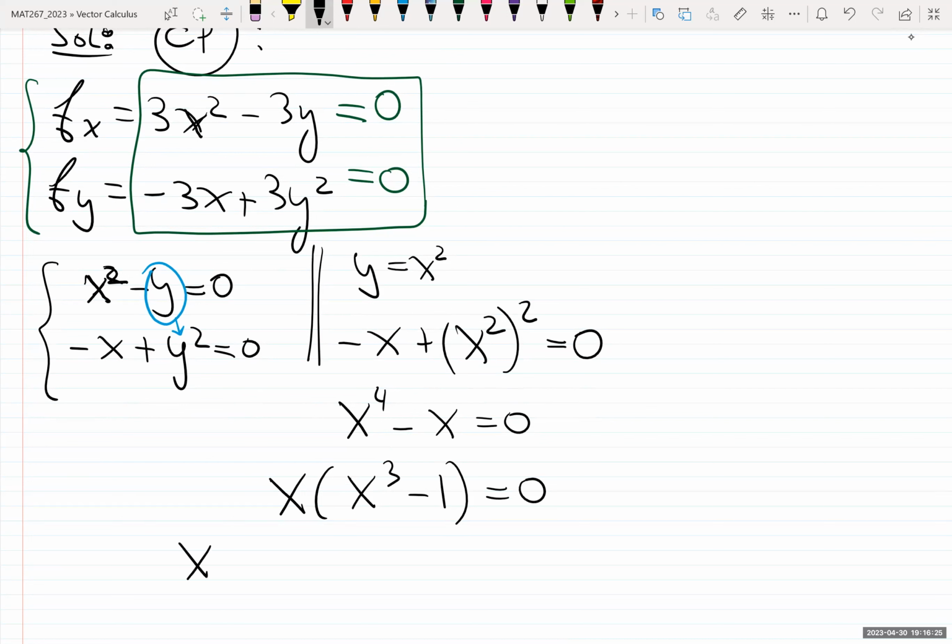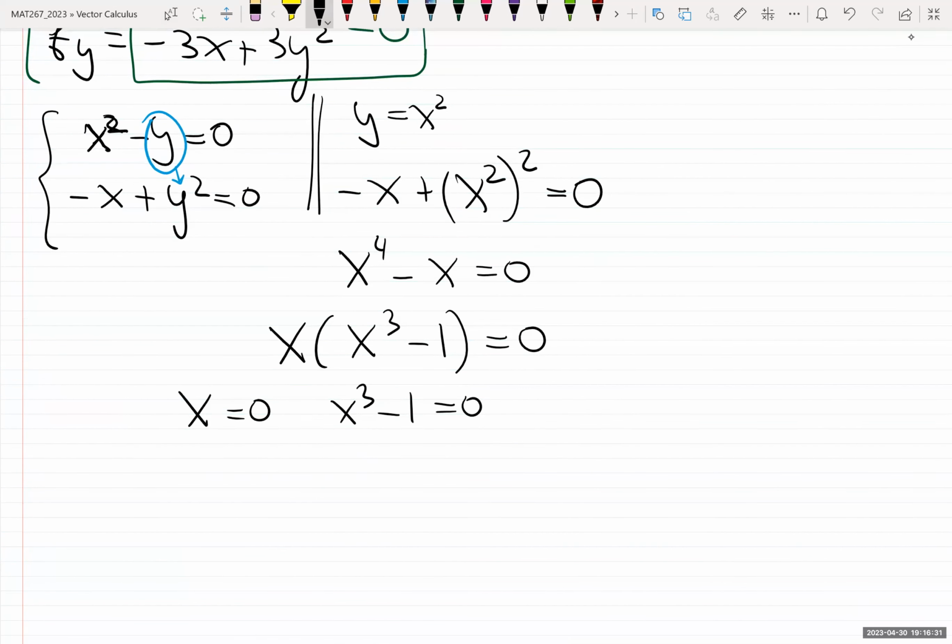You have 2 solutions: x equals 0, and x cubed minus 1 equals 0. X equals 0, no, this one I will not put in the box. And x cubed equals 1. That is not plus or minus 1. So we have a unique x equals 0 and a unique x equals 1. You're supposed to check if they're in the domain.